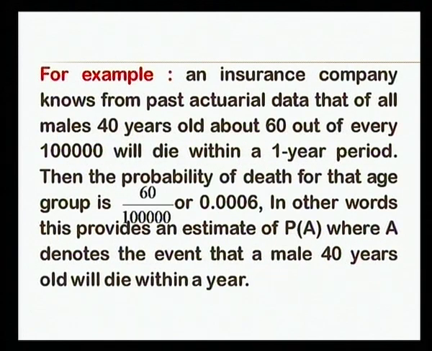For example, an insurance company knows from past actuarial data that of all males 40 years old, about 60 out of every 100,000 will die within a year. Then the probability of death for that age group is 60 divided by 100,000, which equals 0.0006. In other words, this provides an estimate of the probability of an event A, where event A denotes that a male 40 years old will die within a year.